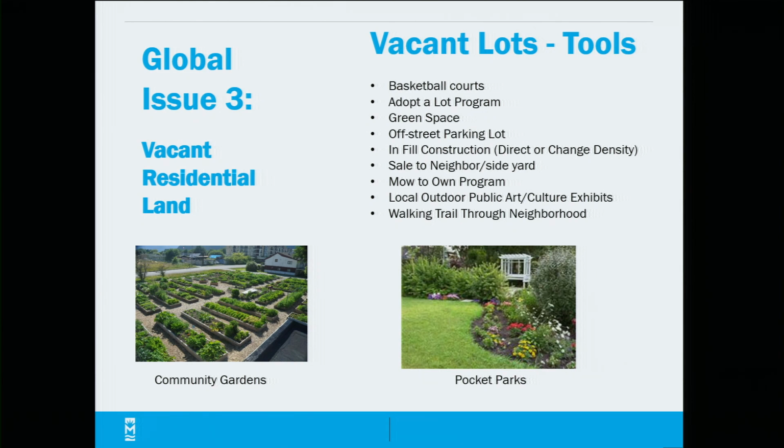Green space, which is honestly what we do now, and that's literally when we demolish a house, we seed it, we try to get the rocks out of it, we let the grass grow, and we mow the grass. It's just lawn. Infill construction. A lot of communities do infill, and we'll talk about, as we get to some of these, when we should and should not. Couple things with infill construction.